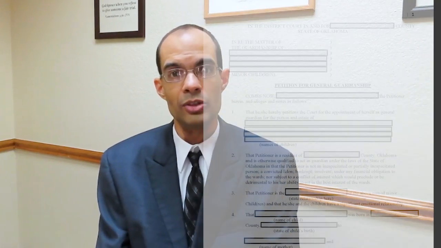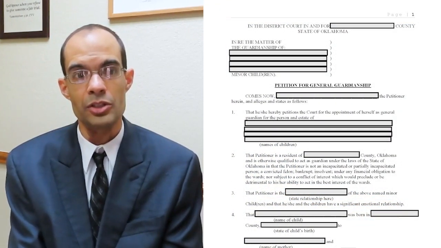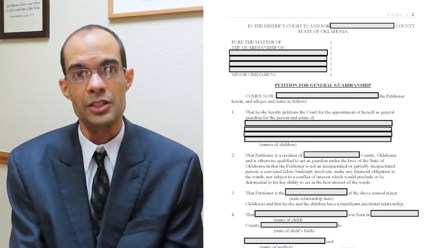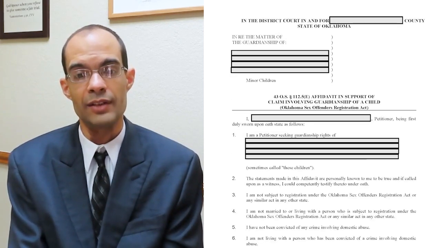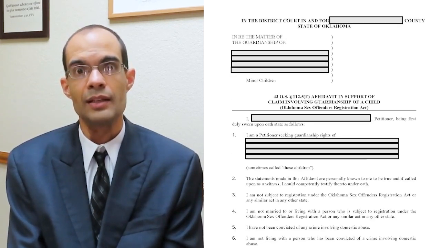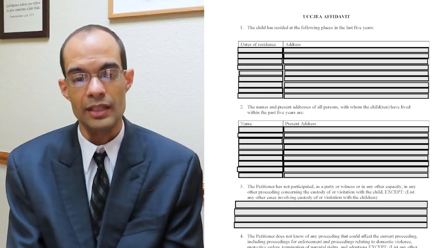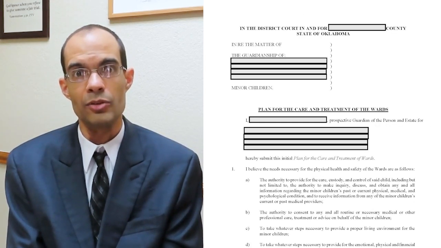Now, you will need to fill out the following forms. I've placed these forms next to me so you can see what they look like. There's the petition, you see right there. There's the Oklahoma Sex Offenders Act registration affidavit. See that right there. There's the UCCJ affidavit. You see that. And there's the plan for care and treatment of the wards. You see that. And after you have filled out these papers, take them to a notary, sign these papers in the presence of the notary and have the papers notarized.